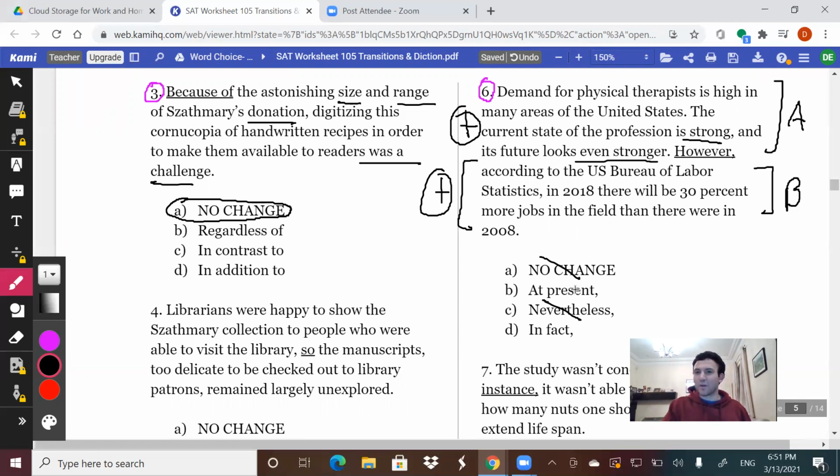At present, well, we're not really talking about time. We're talking about 2018, so we don't really know. That's presumably sometime in the future from this, because it says there will be. So it's going to be in fact. In fact, it just allows you to reiterate your point, to reassert what you meant. So it's a positive, and then we're reasserting that positive.